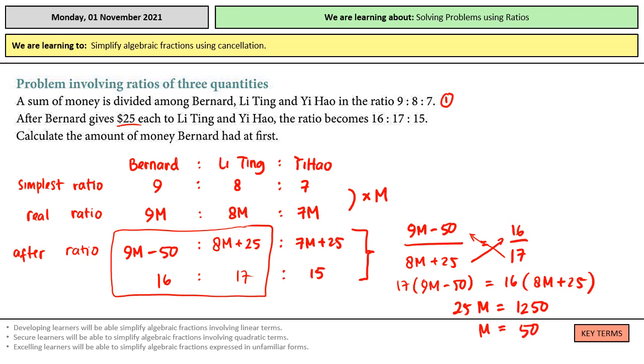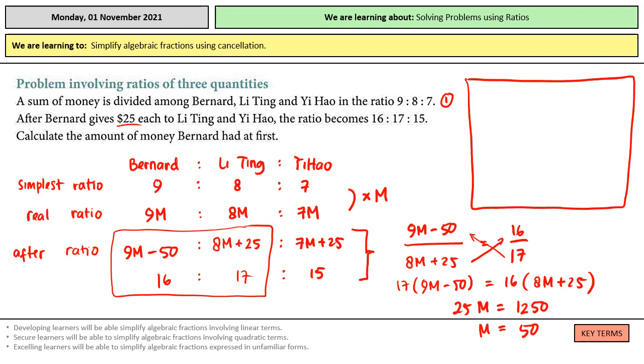So let's go up here and conclude our question. They ask you to calculate the amount of money Bernard had at first. So Bernard at first had 9m, which is equal to 9 times 50, which is $450.